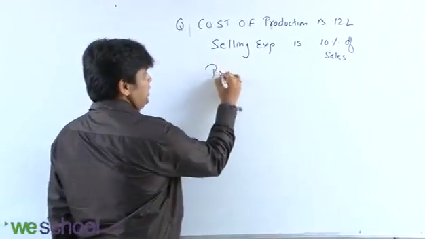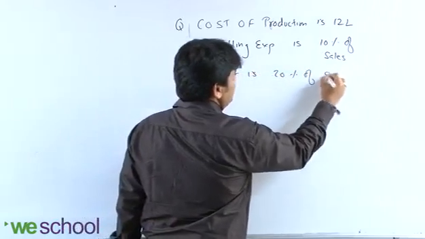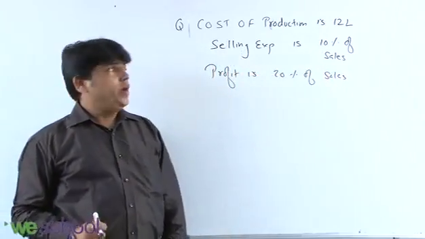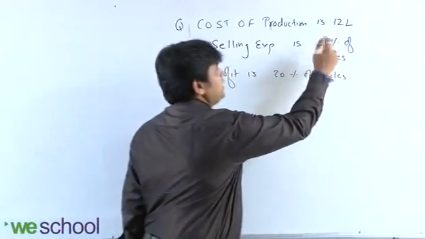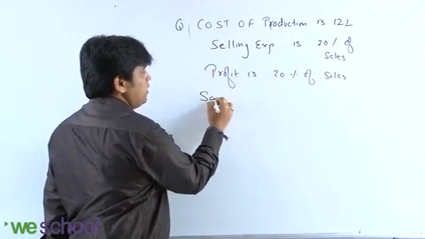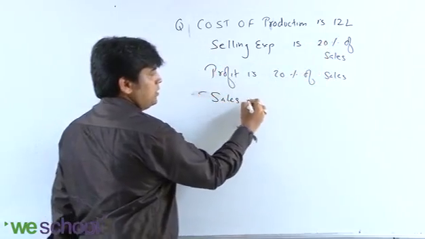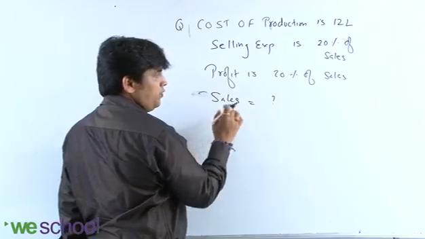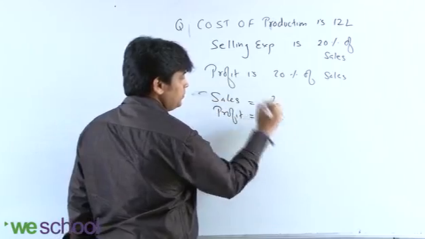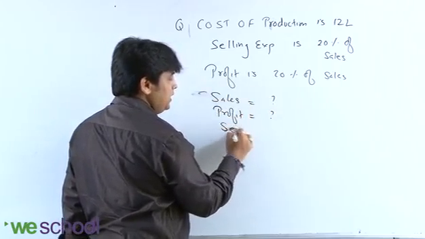Now, next part of this question is, profit is 20% of sales. I will make a slight change. Take this as 20%. This is also 20%. Now my question is, find sales figure, profit figure, and selling expense.